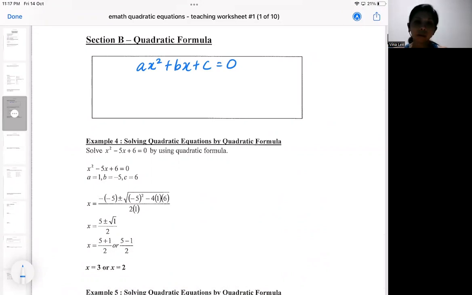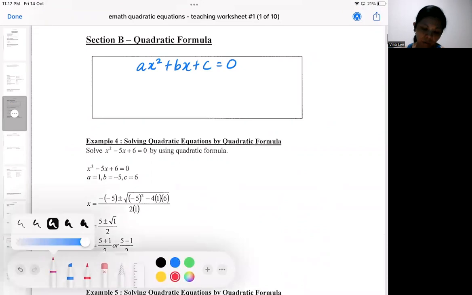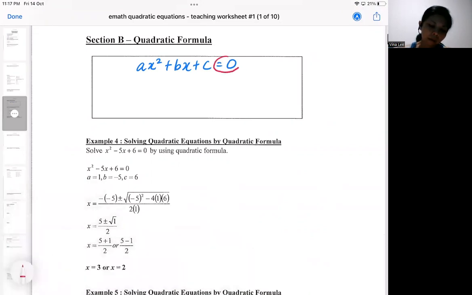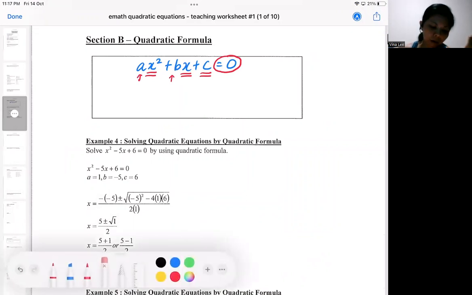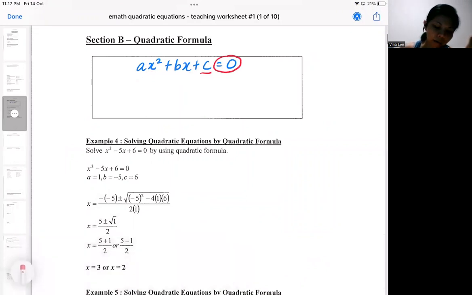So this will be the structure for the quadratic equation, like your Sec 2 work. There must always be an equal to 0, and we will usually arrange it accordingly, like x squared first, and then x, and then the constant. So we are targeting the coefficient of x squared, which we call a. We are targeting the coefficient of x, which we call b, and then we are targeting the constant. We'll be using these three numbers in the quadratic formula.